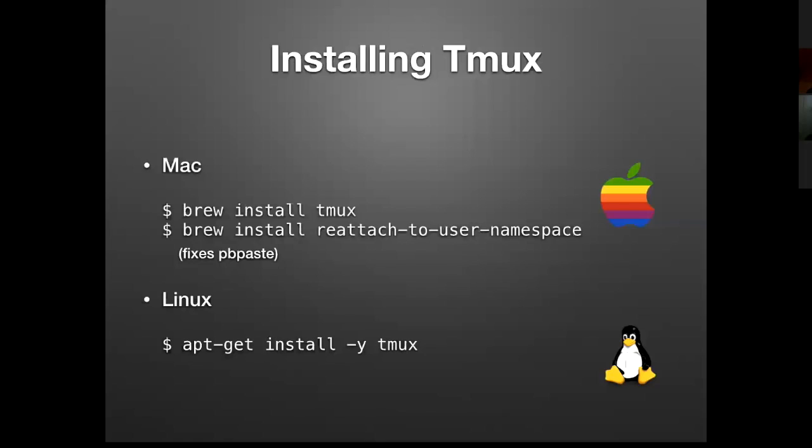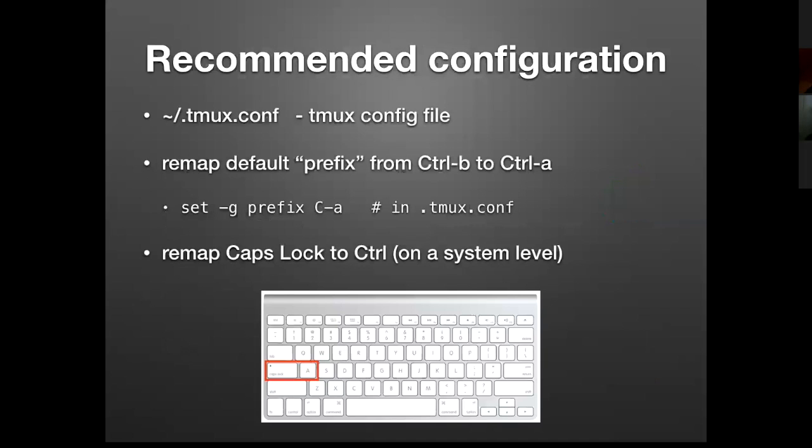And you're done. All right, before diving into the examples and the videos I recorded for you guys, there is a recommended configuration. All the tmux configuration is stored in a file called .tmux.conf in your home directory. What is really recommended for beginners is to remap the default tmux prefix from control B to control A.